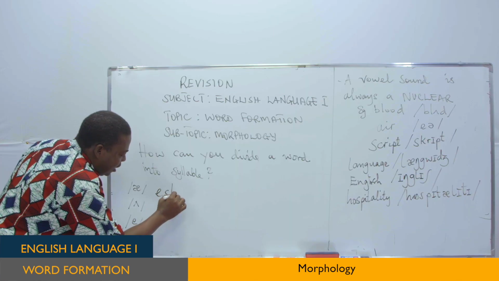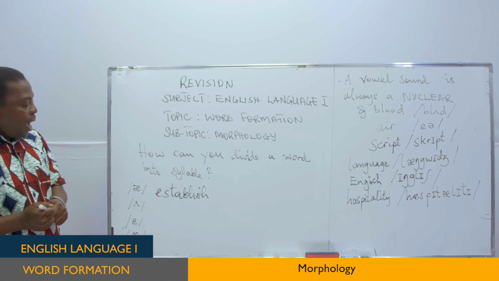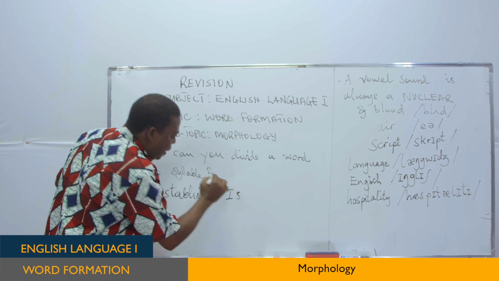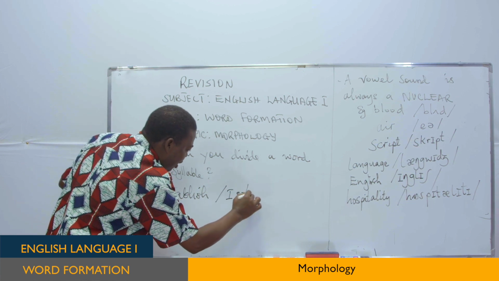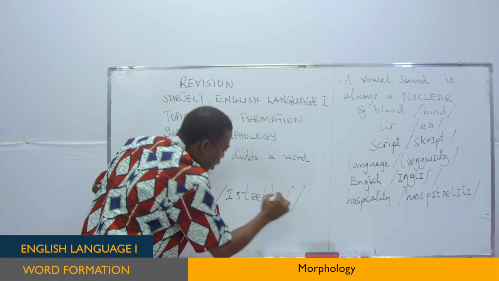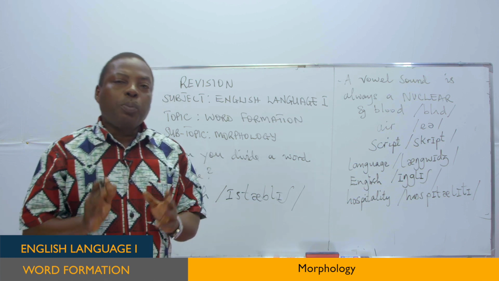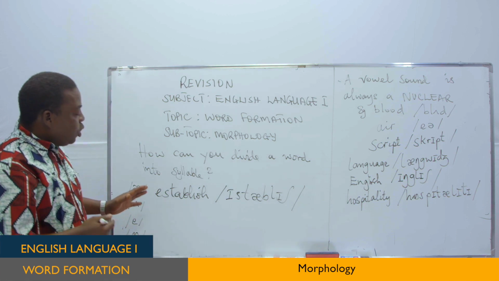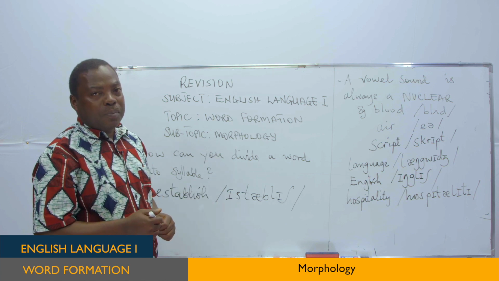When you have the word establish, it becomes easy for a person to divide this word into its syllables if a person can pronounce this word correctly, and pronounce it again with some short pauses in between these syllables. How do you pronounce the word? The word is pronounced as establish.